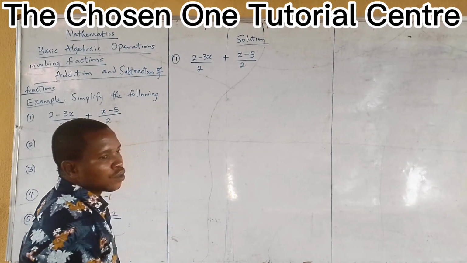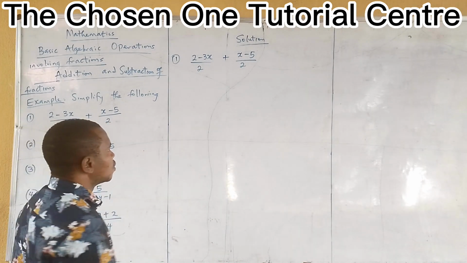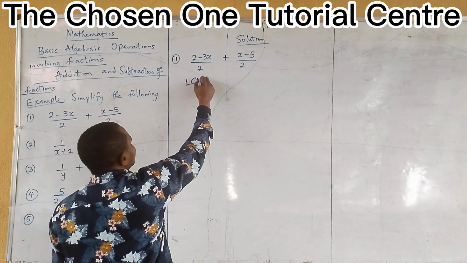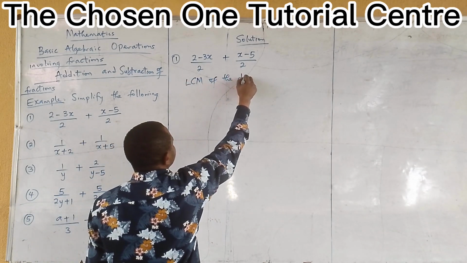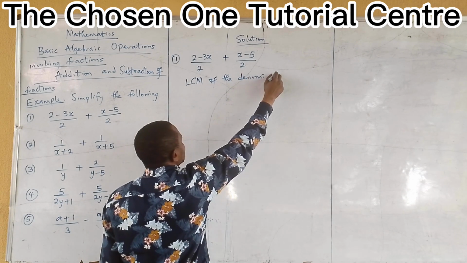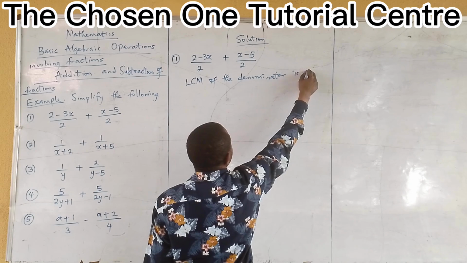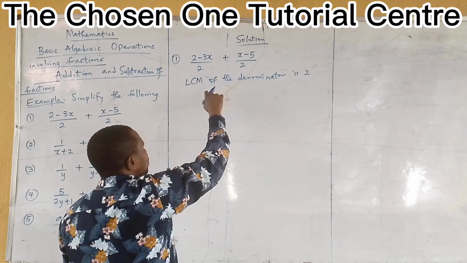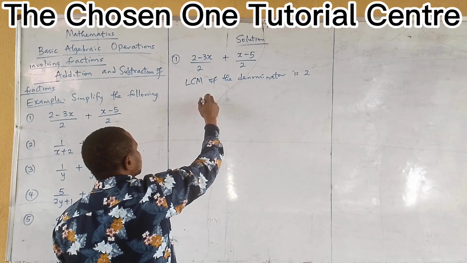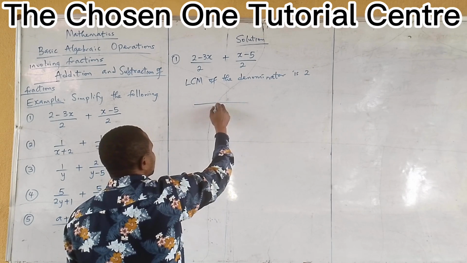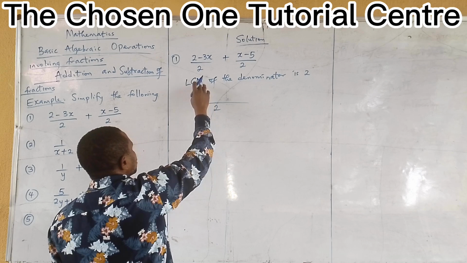The first thing that we need to consider here is the denominator. So the LCM of the denominators is 2. Don't forget that the LCM of 2 and 2 is 2. So we are going to find the LCM, which is 2.